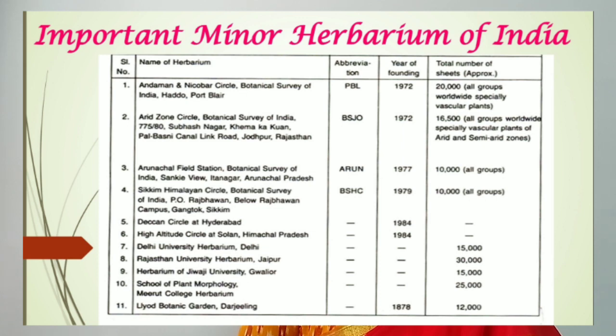And when you see the minor herbaria, we have one at the Andaman and Nicobar Islands, the Arid Zone Circle at Rajasthan, another BSI branch, the Arunachal Field Section, and the Sikkim Himalayan Circle of the Botanical Survey. There are some sub-branches as well. The more you decentralize the herbarium centers, the more information you will have, the more hold on biodiversity, and the more information on ecological adaptations. And the Delhi University Herbarium, Rajasthan University Herbarium, School of Plant Morphology, Meerut College Herbarium, and Lloyd Botanical Garden, Darjeeling also serve as minor herbaria of India.